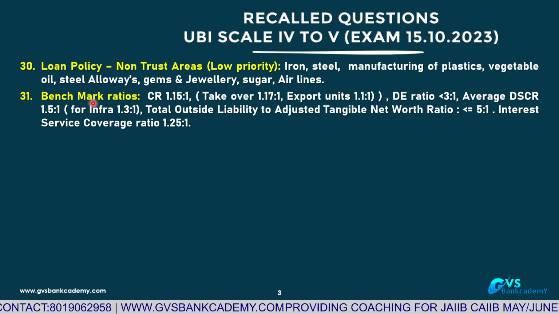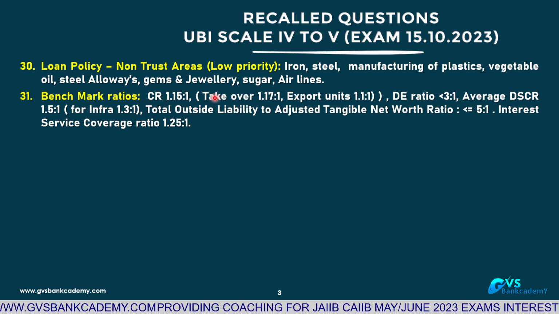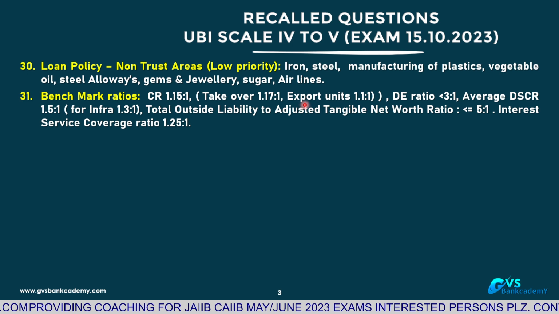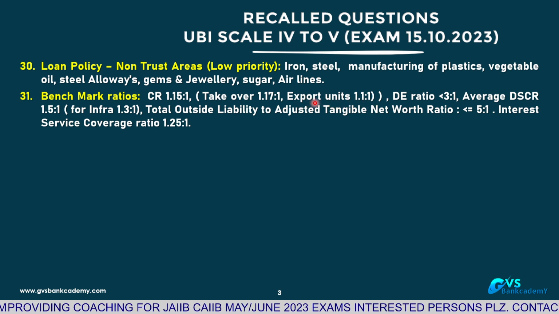31, benchmark ratios in Union Bank of India. Advances part, credit current ratio 1.1:1. Benchmark ratios in Union Bank: takeover advances current ratio 1.17. Export oriented 1.1:1. Export oriented is important.